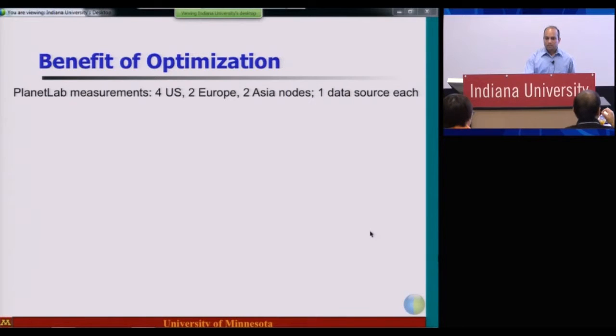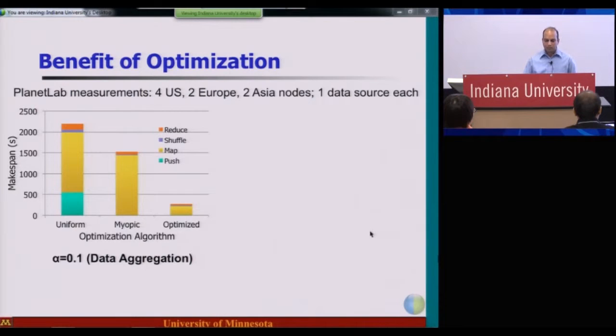So let us look at some results of this model. We started by using some of the PlanetLab measurements that we had and fed that to the model. And we compared 3 different optimization algorithms. The first one is what we refer to as a uniform optimization, which is essentially unaware of the topology. So it simply assumes that all nodes are equal, all the links are equal, and it divides the data accordingly.